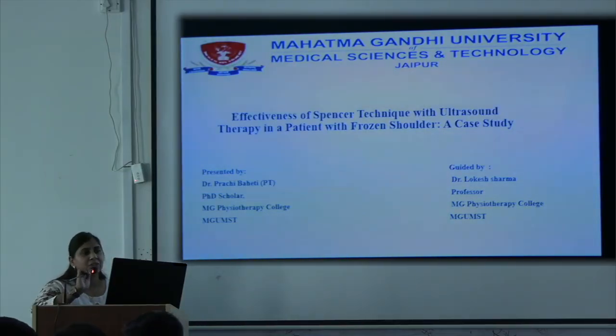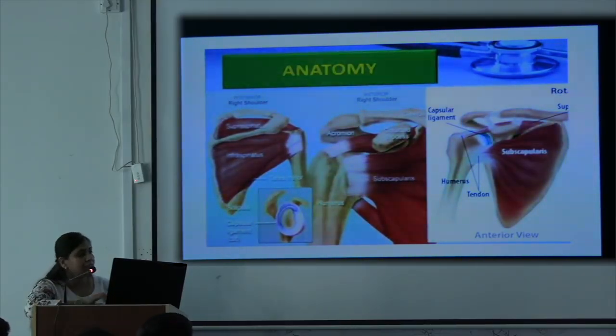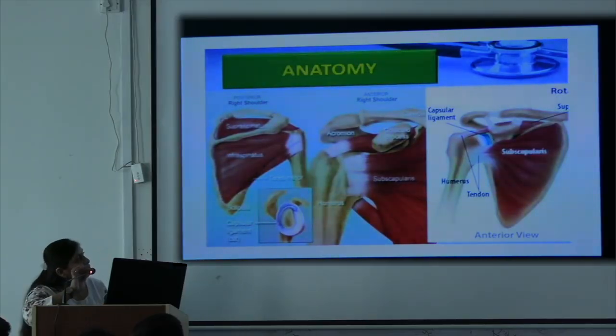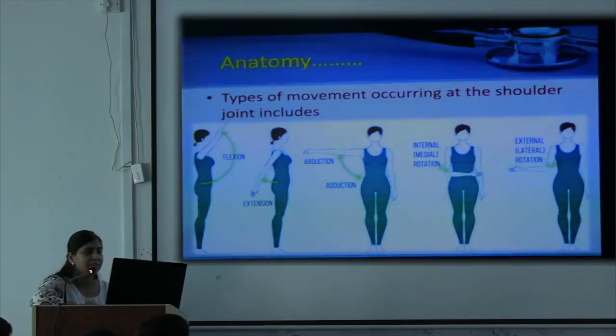Now, I would like to explain the Spencer technique in the management of frozen shoulder lesion with ultrasound therapy. This is the anatomy of the shoulder joint, which was presented by Dr. Suyar, and these are all the joints and stabilizers, capsular humerus, which were presented earlier by Dr. Suyar. And these are the normal movements that occur in the shoulder joint: flexion, extension, adduction, abduction, internal and external rotations.